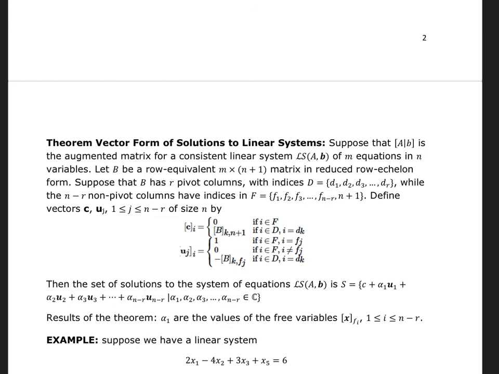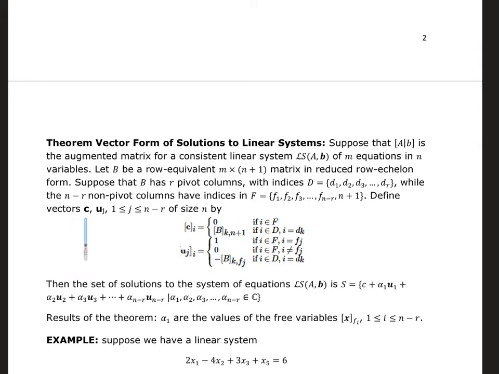The next theorem we get is the theorem of vector form for solutions of linear equations. So suppose that we have this augmented matrix, that's the notation for augmented matrix, of a consistent linear system. That means we don't have to worry about having no solution. A linear system of matrix A, the coefficient matrix, and B, the vector of constants, of M equations in N variables. Remember, these don't have to be the same. If B is a row equivalent M by N plus 1 matrix in reduced row echelon form, suppose that B has R pivots, and the indices for those are D1, D2, all the way to D sub R. Then the N minus R non-pivot columns have indices of the free variables, F1 to F of N minus R, and F of N plus 1.